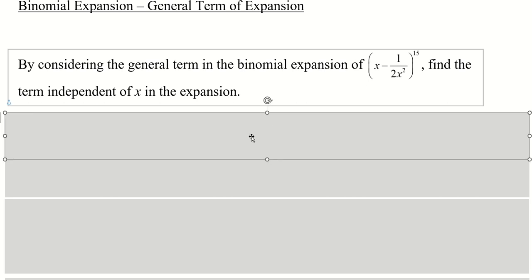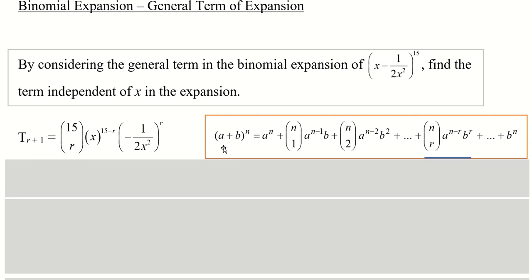So how do you find the general term? If you look at the formula list for your O-level paper, normally found on the first page, in the formula list there will be this binomial expansion, where a is actually your x, and b here will be your negative 1 over 2x squared, and n will be your 15. So the general term is actually this term here. If you want to do a full expansion, these are all the terms that you can have. But the general term, normally we make use of this.